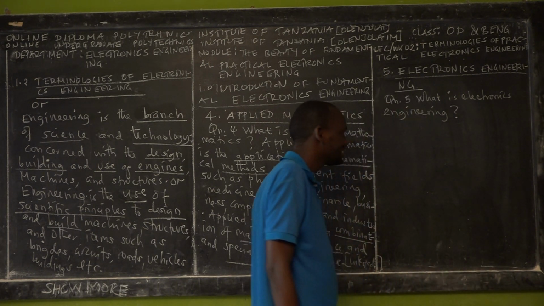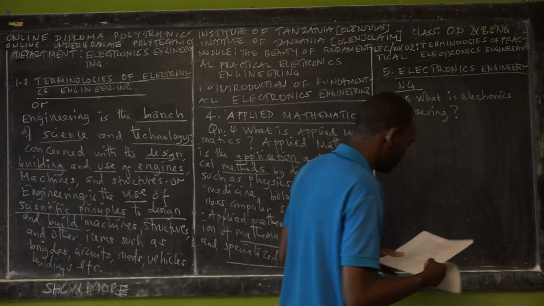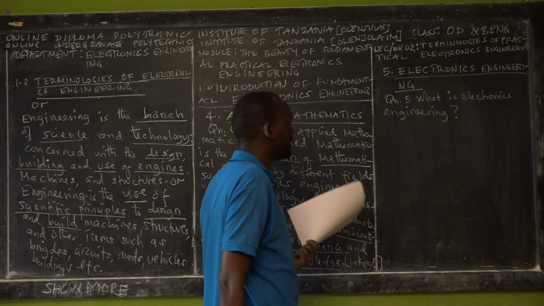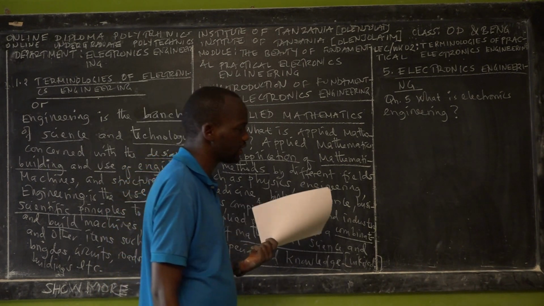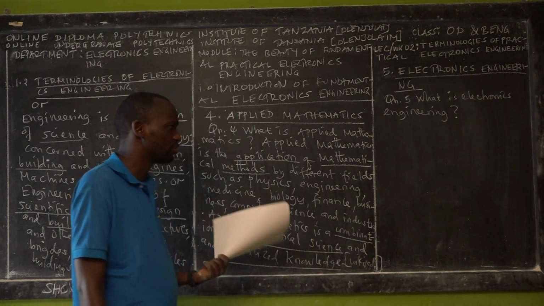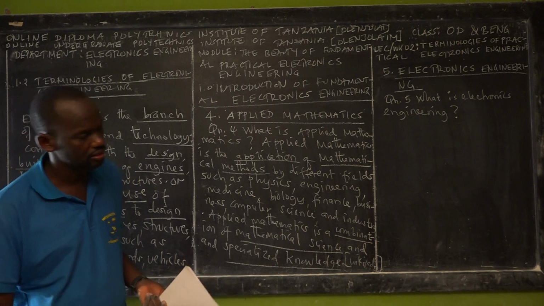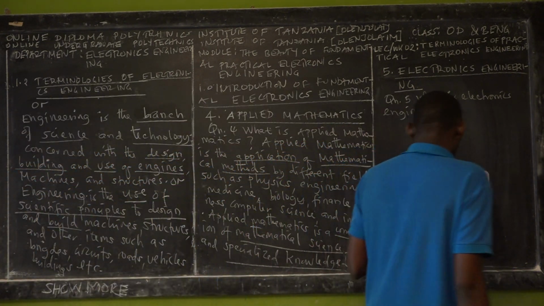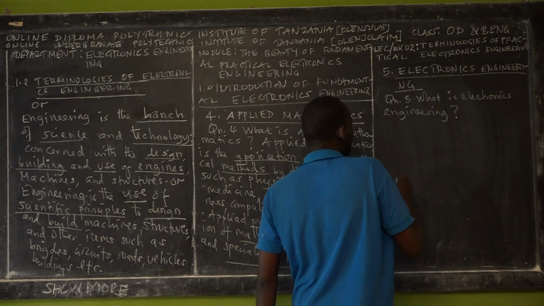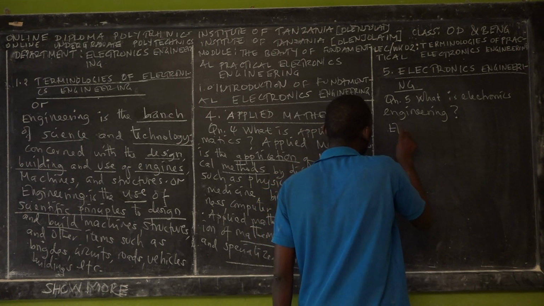I want to understand. Okay, you have just to go and ask your teacher. So electronics engineering is actually a branch of electrical engineering. In some sources, they mention it as a branch of engineering, but it is a branch of electrical engineering. There are different ways of defining the term electronics engineering, but the simplest definition of electronics engineering is this one.